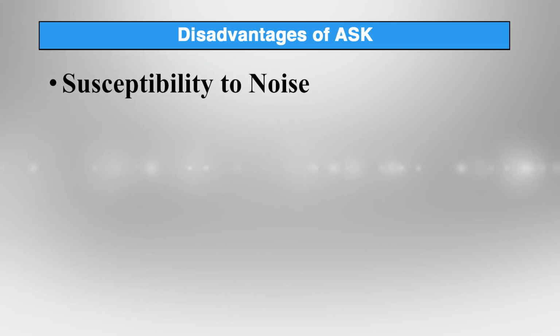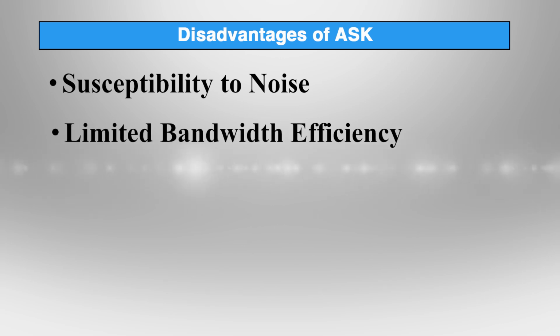Disadvantages of ASK: susceptibility to noise. ASK is highly susceptible to amplitude noise. Variations in amplitude caused by noise can lead to errors in data interpretation. Limited bandwidth efficiency: ASK generally requires more bandwidth compared to other modulation schemes, which can limit its data transmission capacity.